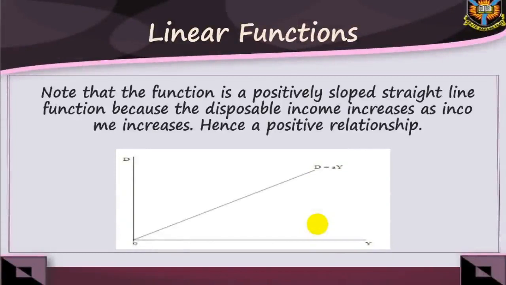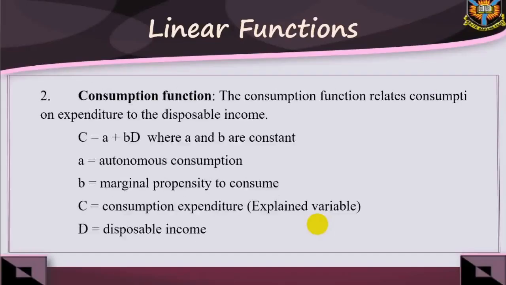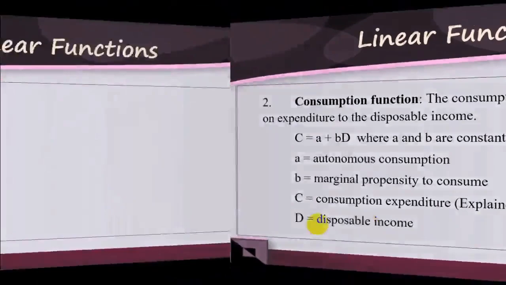Note that the function is a positively sloped straight line function because disposable income increases as income increases, hence a positive relationship. 2. Consumption function. The consumption function relates consumption expenditure to disposable income. C equals a plus bd, where a and b are constants. A equals autonomous consumption, b equals marginal propensity to consume, c equals consumption expenditure, d equals disposable income.